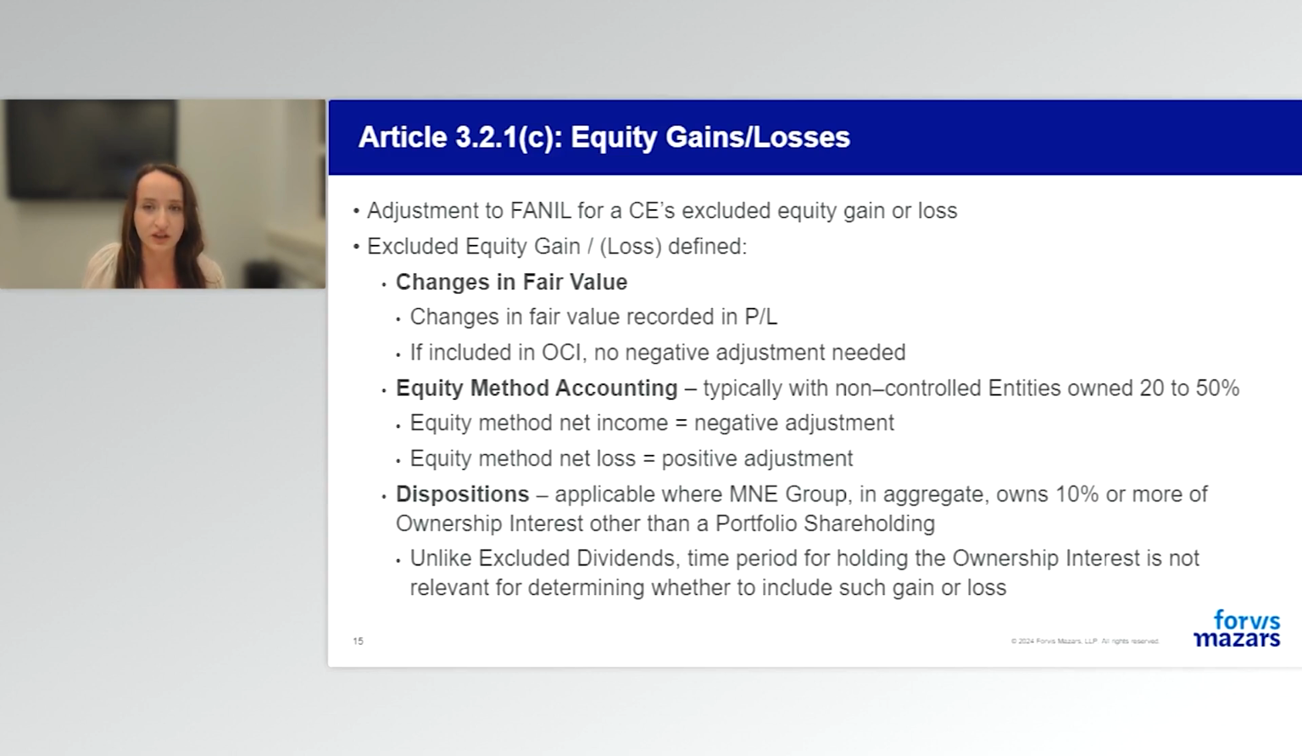And in many jurisdictions, gains arising from a disposition of interest are wholly or partially exempt from tax or subject to taxation at a reduced rate. If the difference is not adjusted for in the GloBE income or loss computation, that will have an impact on the ETR. So therefore, an adjustment should be made.